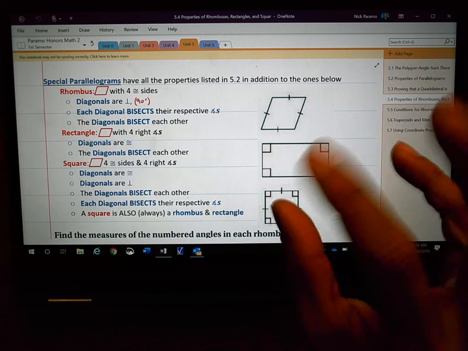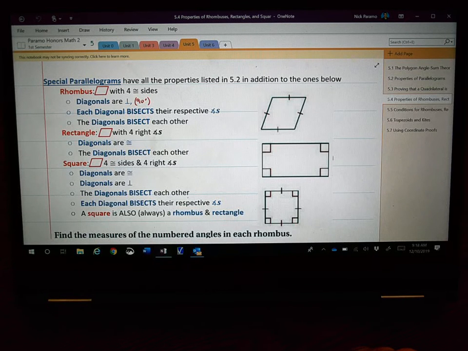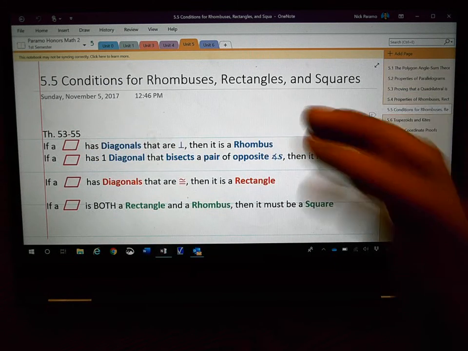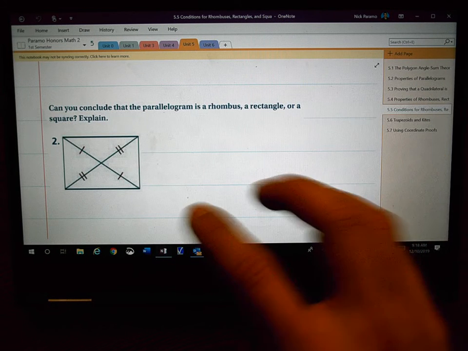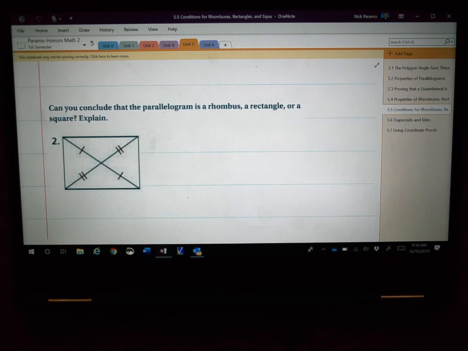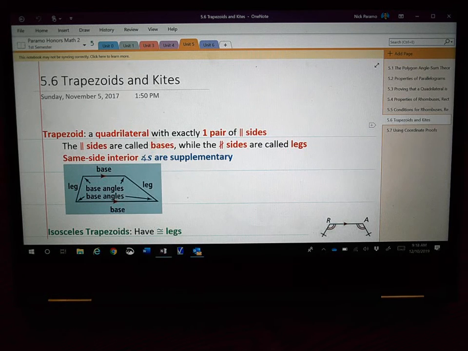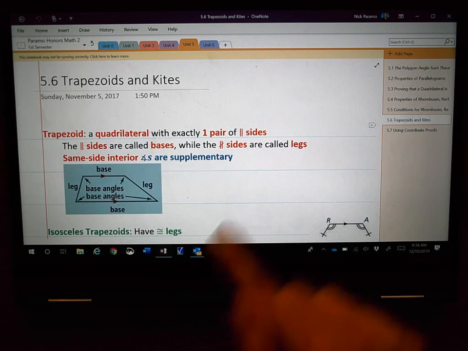That's why we said sometimes, always, and sometimes never on those questions. And then you had to deal with conditions, where you had to be able to say which one was which, give things the most specific name. We added trapezoids and kites.